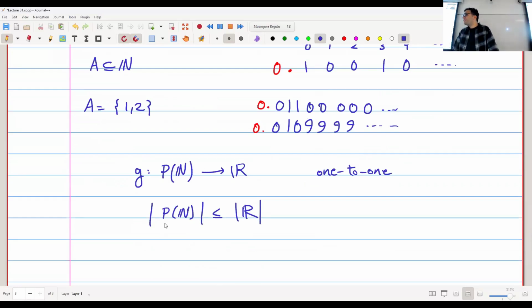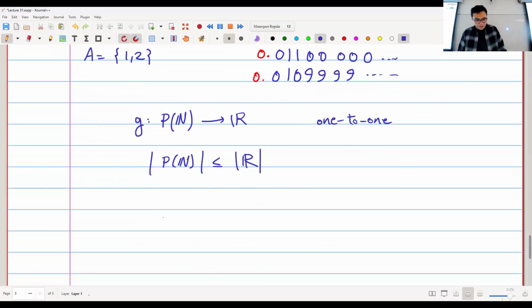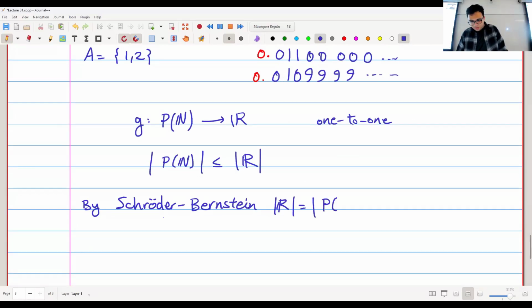What should I do? I should apply Schroeder-Bernstein. So by Schroeder-Bernstein, these two sets are the same size, which means that there is a bijection between them. Okay, great.